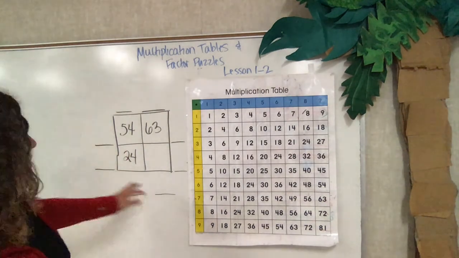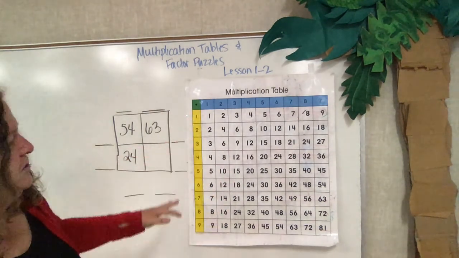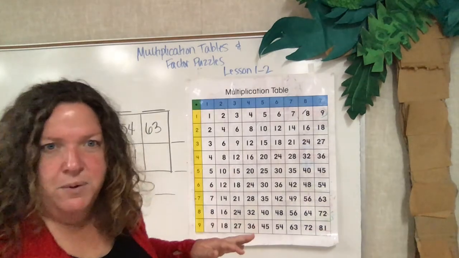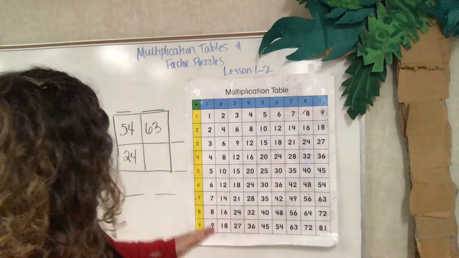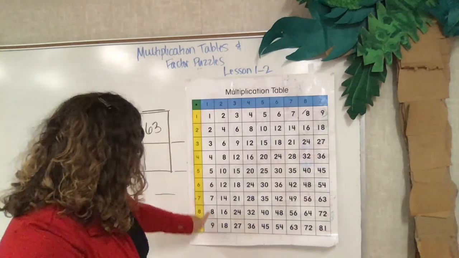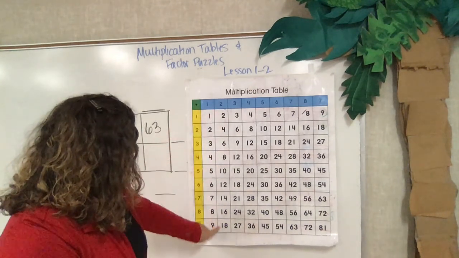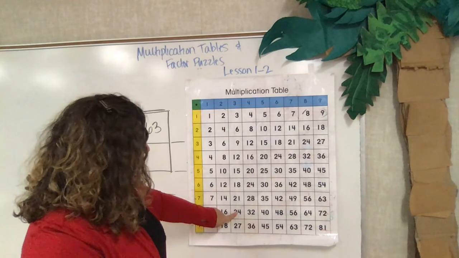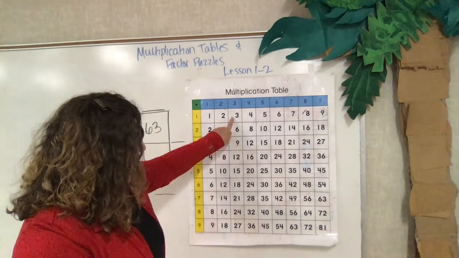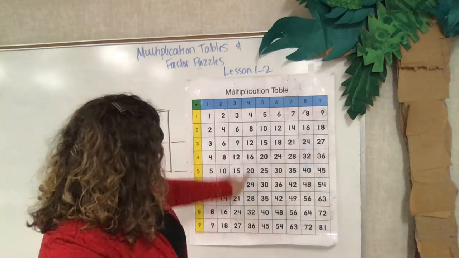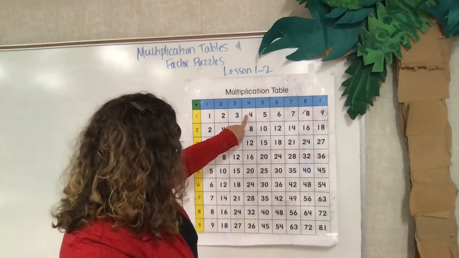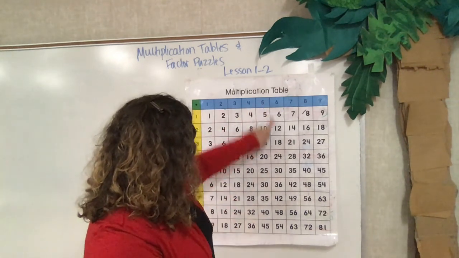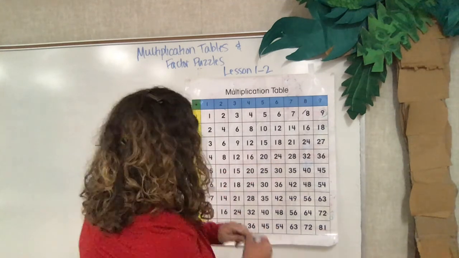Now, where on our multiplication table do we see a 54 and a 24 in the same column? Well, let's scan quickly. There's a 24, but there's no 54, so that's not it. There's a 24, but there's no 54. There's a 24 and a 54. Cool.